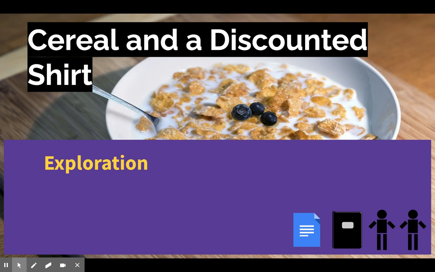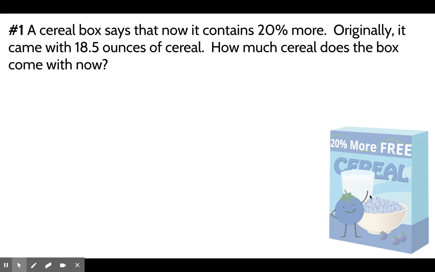If you notice, there's a little symbol at the bottom that says we're going to do some work in our journals, and that our student companion is going to have the exploration activity. So we want to make sure that we are capturing our work in the student companion. So let's go to the exploration activity.